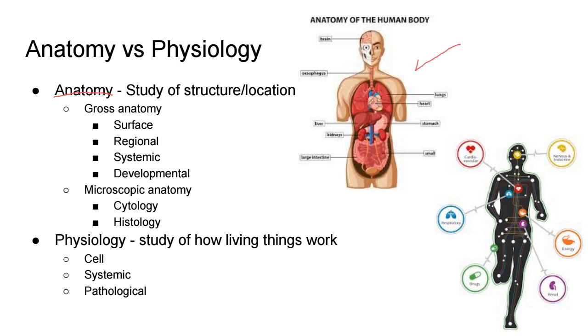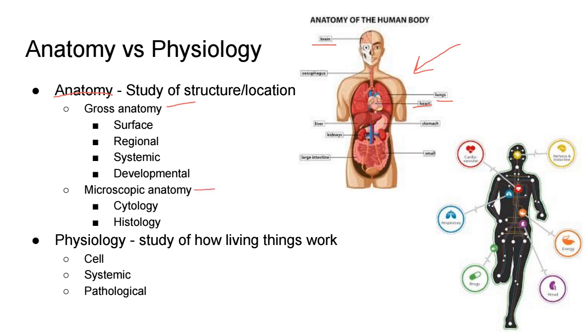Okay, if you look at this diagram over here, this is an example of anatomy, right? Here's where my heart is located. Here's where my lungs are. This is where my brain is, right? It's my study of where things are, okay? And that's it. And we can break anatomy down into two basic parts. We can break it down into what we call gross anatomy versus microscopic anatomy.